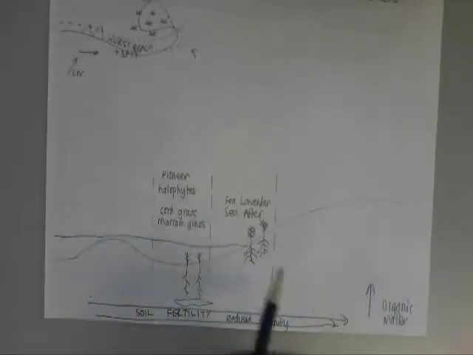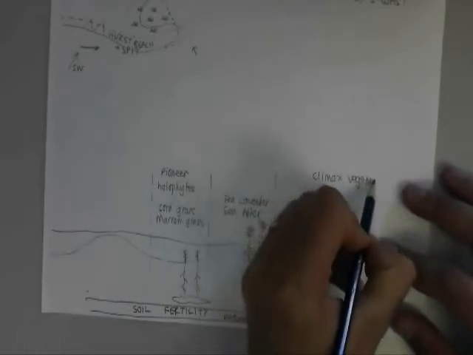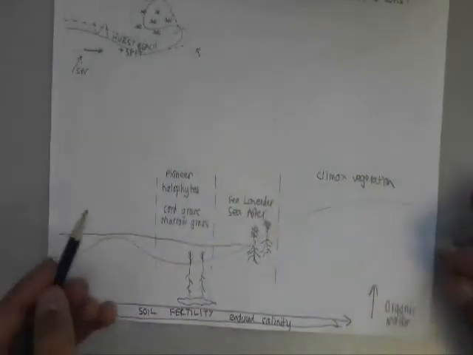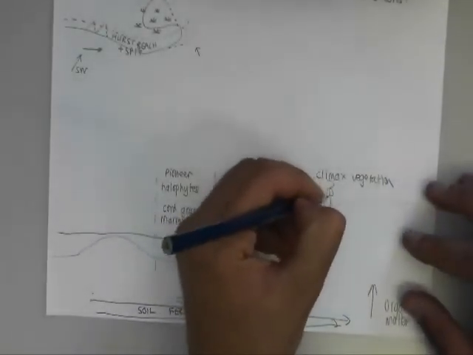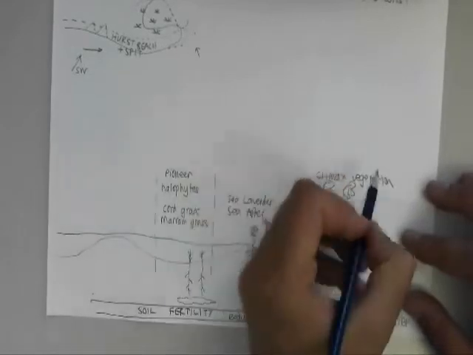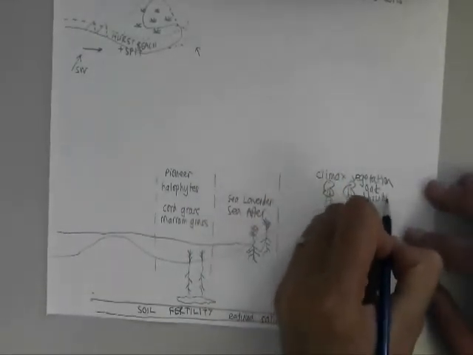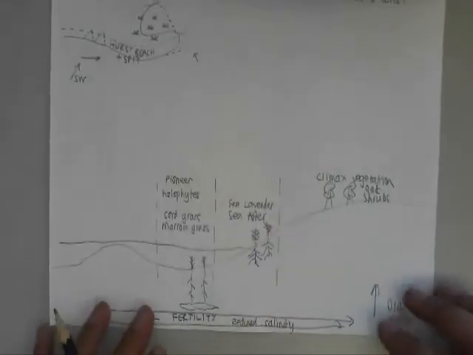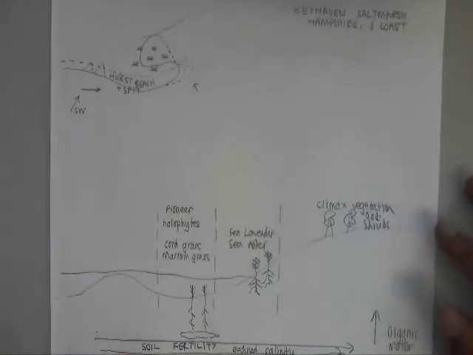Now the further inland you go, the more variety of plants that will grow, and here we get our climax vegetation. Okay, so this is called a plant succession, and here we get our climax vegetation, and here you will find trees such as oak and lots more developed shrubs, and the vegetation will be a lot denser. So that's what we call our vegetation succession as we move inland away from the sea.